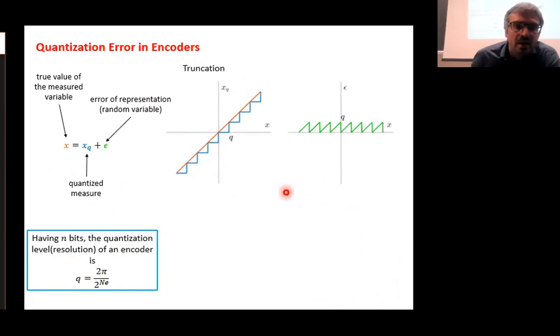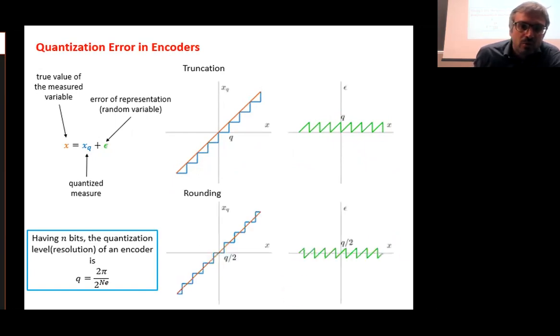Hello, professor. Truncation means we approximate the measure to the closest integer number. That will be closer to zero in case of positive numbers, and closer to minus infinity in case of negative numbers. And the error we make in doing this approximation has a minimum of zero and a maximum of Q, where Q is the quantization level.